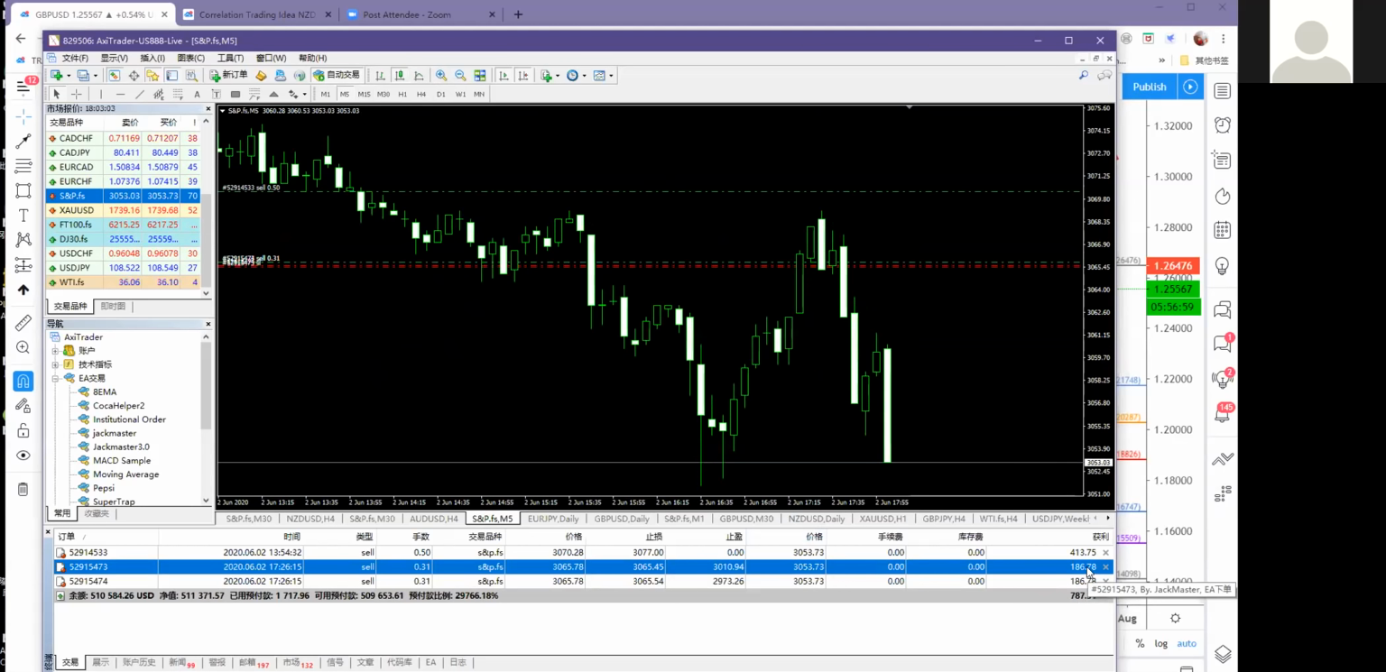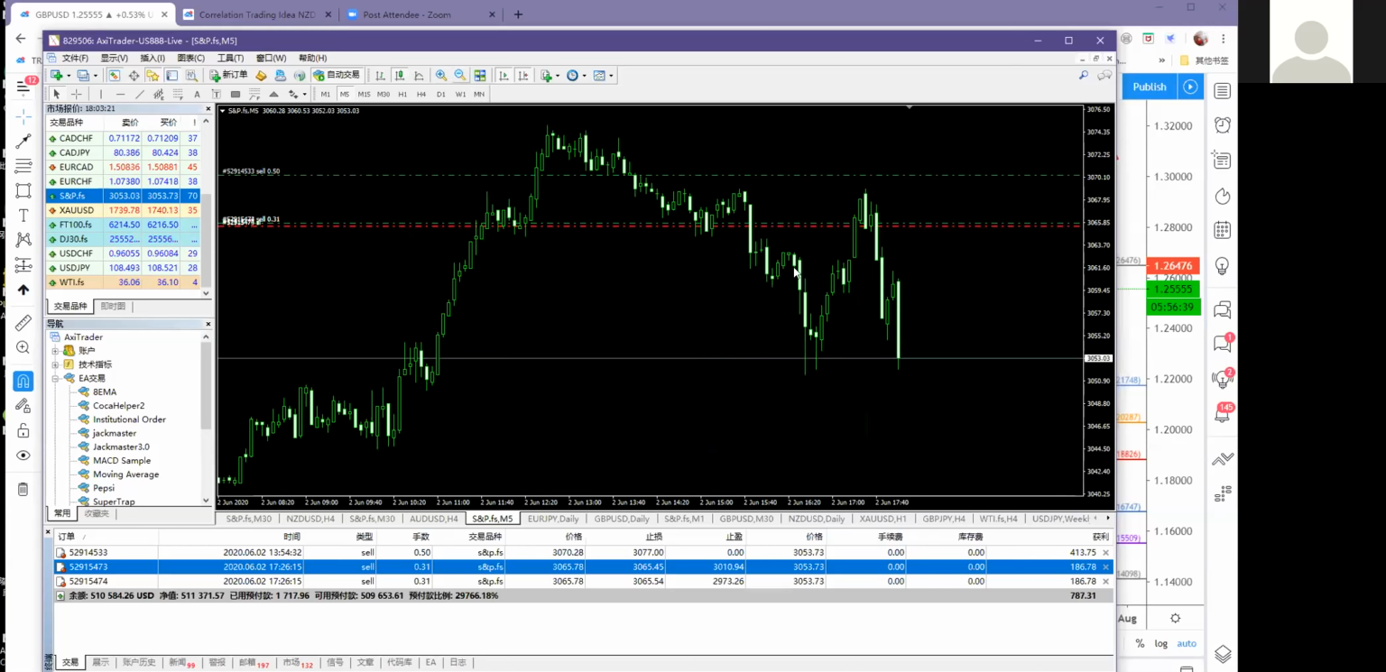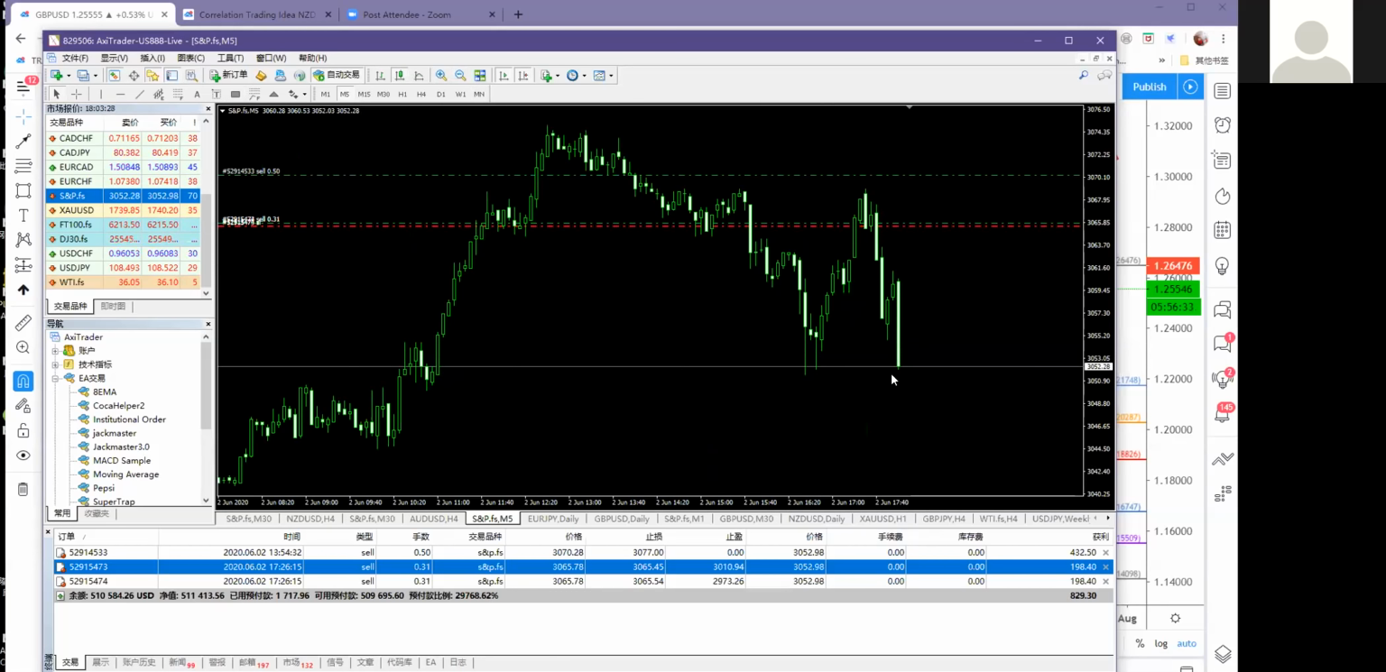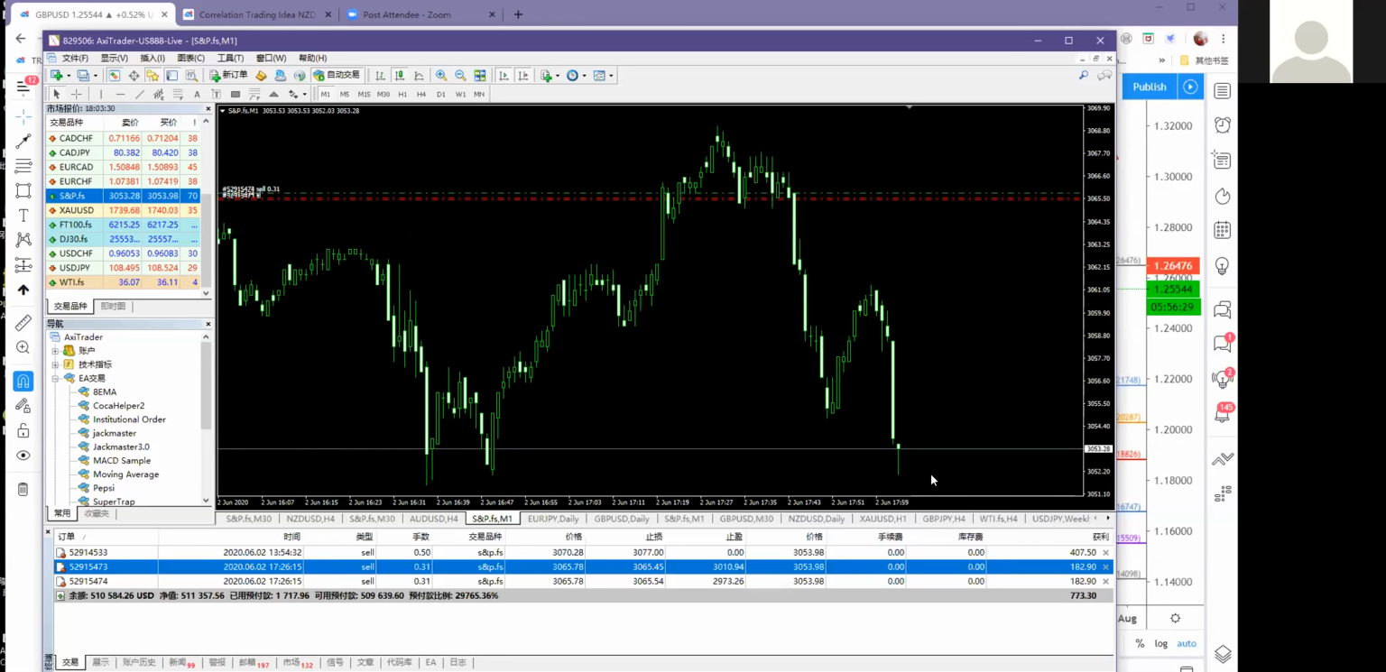$190. I will check whether it can break down, break new low. If it breaks new low, I'm going to hold. If it cannot break new low, I'm going to take profit. Come on, come on. Still have some support from here, okay? But it really has the downside momentum. You can see how the sellers are going to push the price.